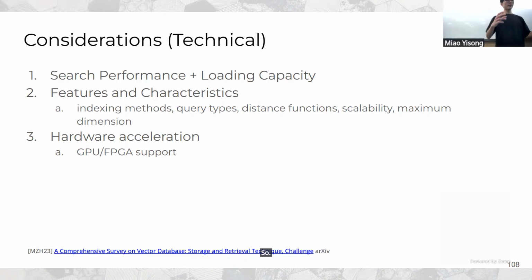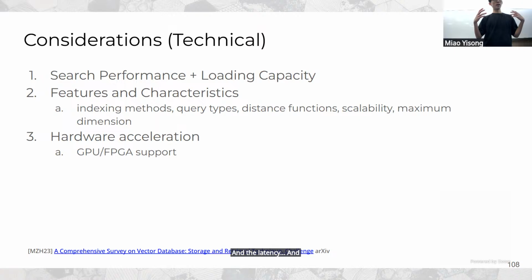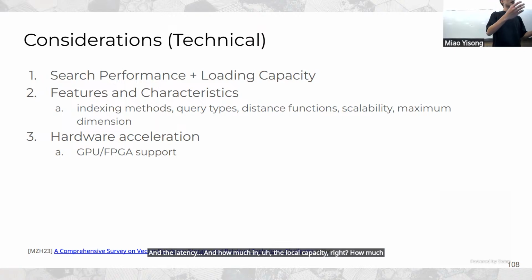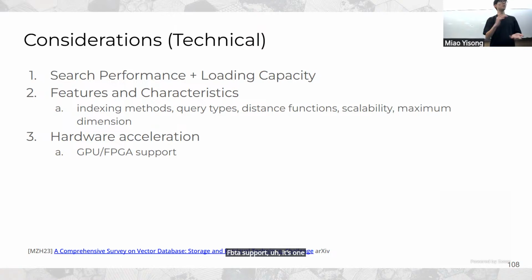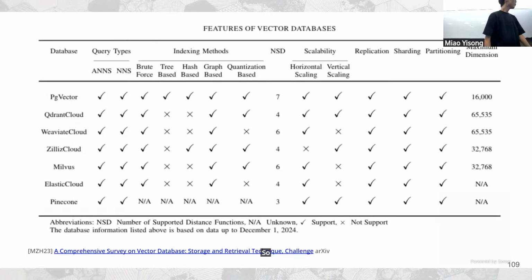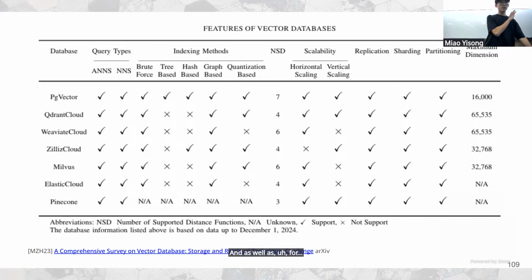So maybe you want to look at the search performance, like mentioned before, like the recall and the latency, and how much load capacity there is. How much can you query at once? How many dimensions can your vectors have? And are there certain features that certain databases have and others don't? And whether they can support GPU and FPGA support, which was mentioned before as one of the optimization strategies. For a select number of these vector databases, most of them will support the popular indexing methods, as well as scalability concerns, replication, sharding and partitioning.